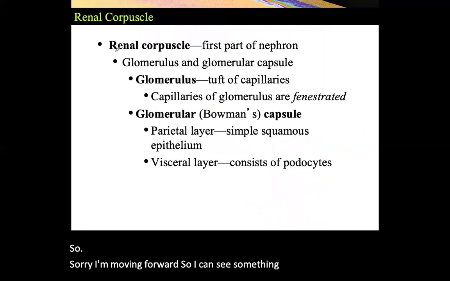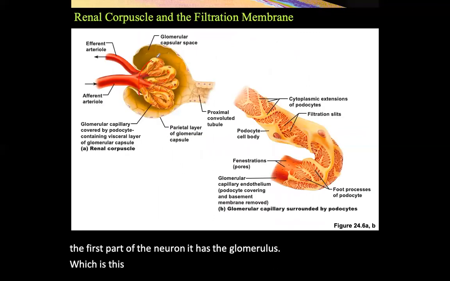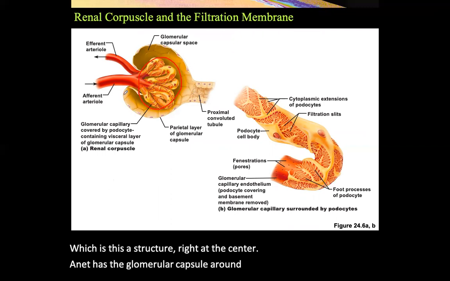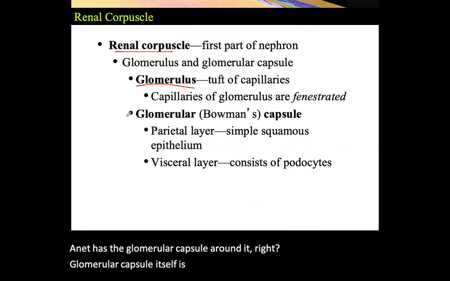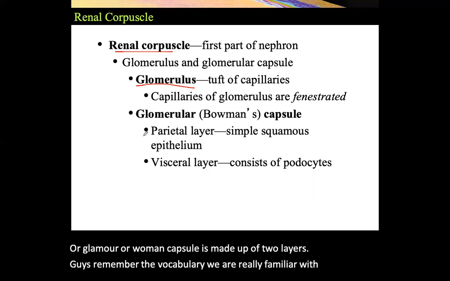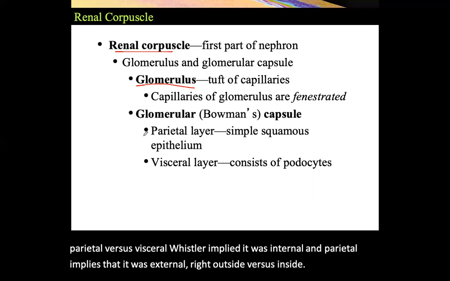So, renal corpuscle. The renal corpuscle is the first part of the nephron. It has the glomerulus, which is this structure right at the center, and it has the glomerular capsule around it, right? The glomerular capsule, or Bowman capsule, is made up of two layers. Remember the vocabulary, guys. We are really familiar with this word: parietal versus visceral. Visceral implies internal, and parietal implies external, right? Outside versus inside. So let's take a look at the picture.